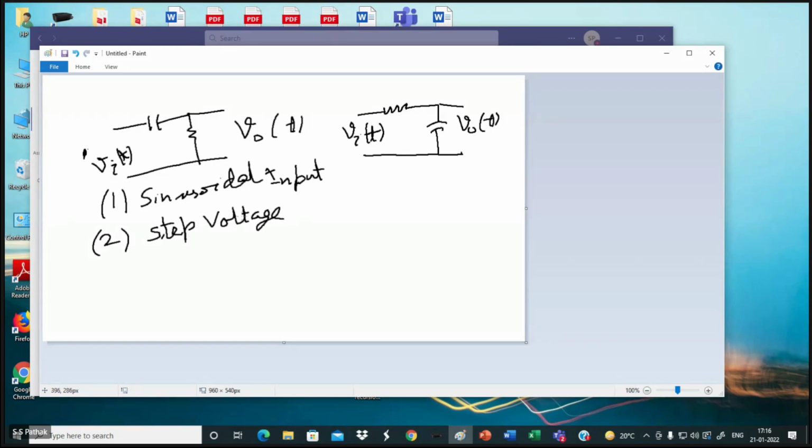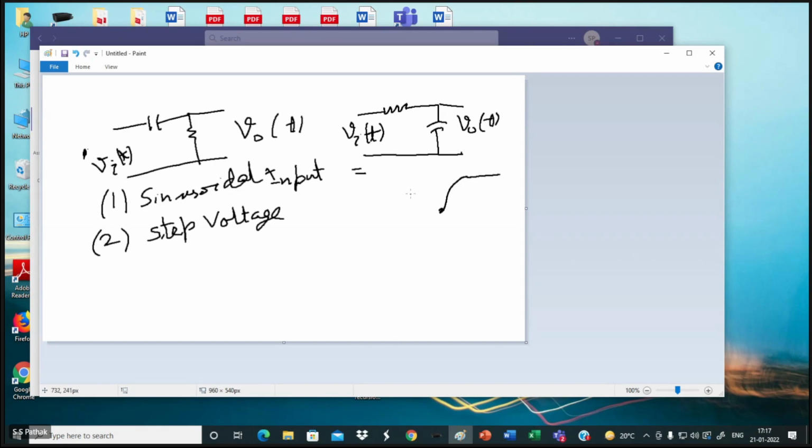Input was step voltage. If I am applying step voltage to this one, what is going to happen? Voltage immediately appears there, but that will become zero because the capacitor initially is not charged, so it will be grounded. So V naught here, for the step voltage, will be zero at this point. Now the voltage is a step voltage, and the capacitor keeps on charging through this resistance, and as a result, it increases something like that. Okay, it becomes like this.